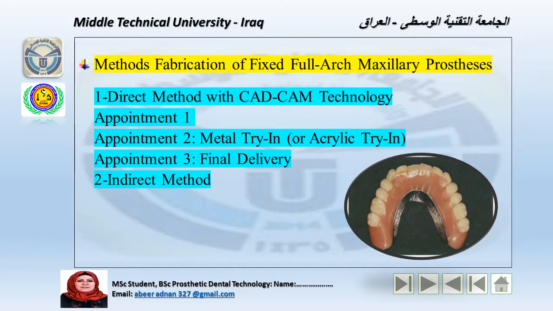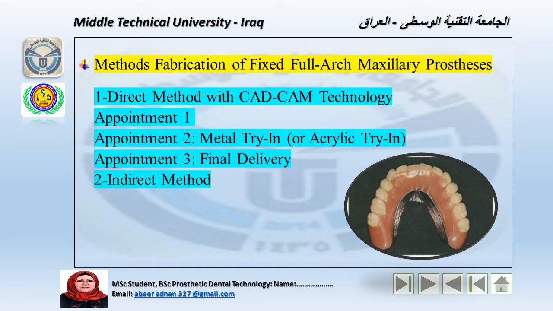Methods of fabrication of fixed full arch maxillary prosthesis. عندنا طريقتين حتى نسوي الفابريكيشن of the fixed arch maxillary prosthesis. عندنا الدايركت method with CAD/CAM technology والindirect method. الدايركت method تتضمن 3 appointment. الindirect method تتكون أكثر من 3 appointment.